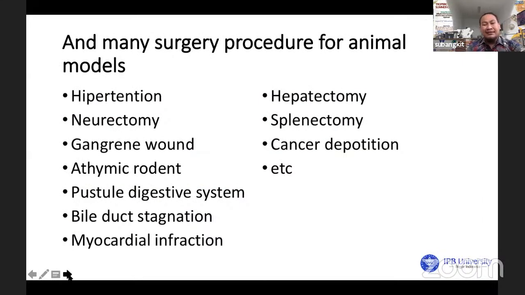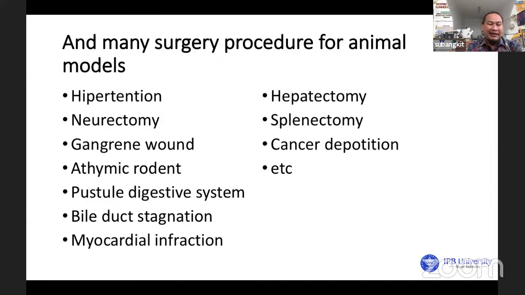But actually there are many surgical procedures for animal models, like hypertension. Usually we make hypertension with renal artery ligation, because as we know, if the kidney doesn't get blood, it will release renin enzyme, and renin will influence the heart to work more, so hypertension will occur. And also neurectomy. For example, we cut some nerves in the leg or in some part of the animal, and then we can test a new treatment for neurological nutrition, for example.